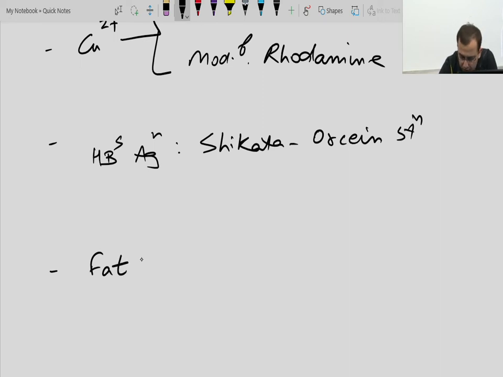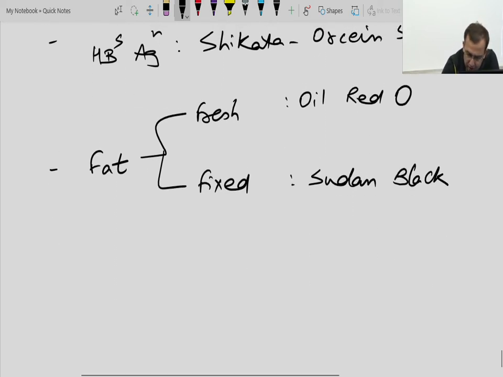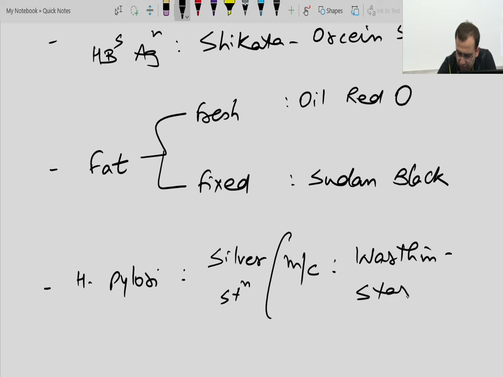Next, fat. I can divide this into 2 types: fresh and fixed. Fresh fat we use oil red O, whereas fixed is Sudan black. Next, H. pylori. We use silver stains, and the most common silver stain used for H. pylori is the Warthin-Starry stain.